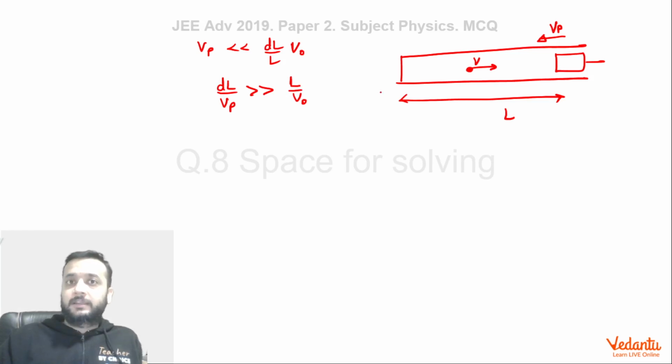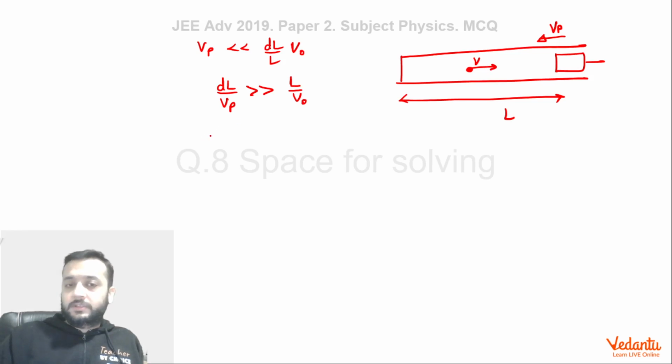So what does this imply? This implies that by the time the piston moves slightly ahead, this particle would have made a lot of collisions. Dhad, dhad, dhad. So it would have made a number of collisions. So we can say that the frequency of the collisions will be very, very high, right?